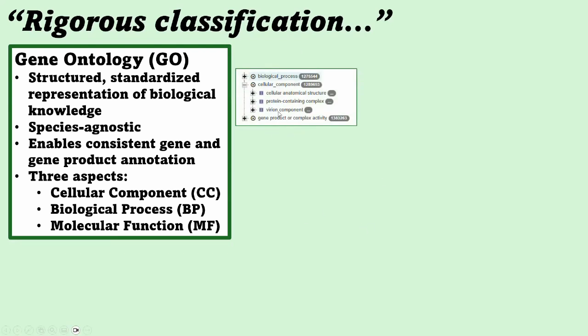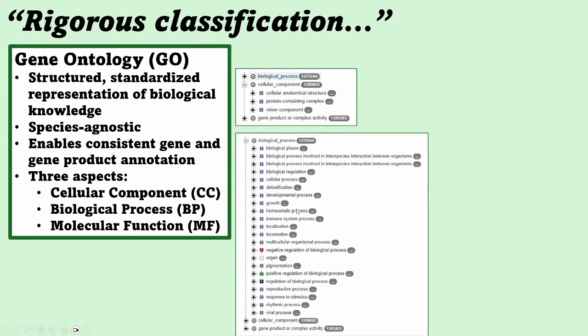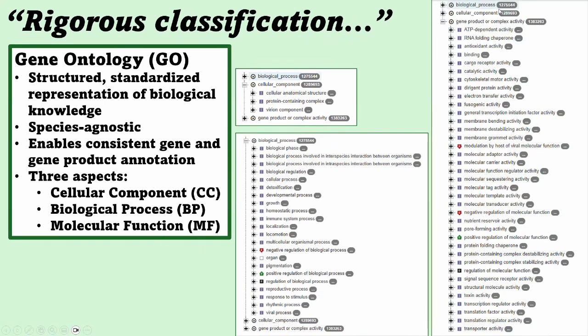So here's gene ontology. For cellular component, it's pretty sparse. But if we look at biological process, you can see there are a lot more categories. We have things like regulation, growth, pigmentation, even response to stimulus, all sorts of things. And then the real big one here is molecular function, also known as gene product or complex activity. You have things like binding, molecular carrier activity, protein folding chaperones, toxin activity, transport activity, catalytic activity, so enzymes. So you could really dig into these and the subcategories to look more and more at what proteins do and the different types of proteins.